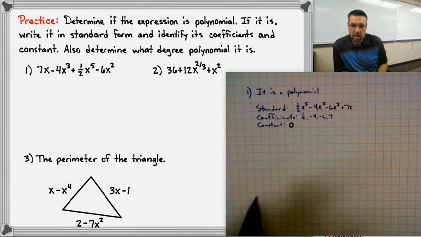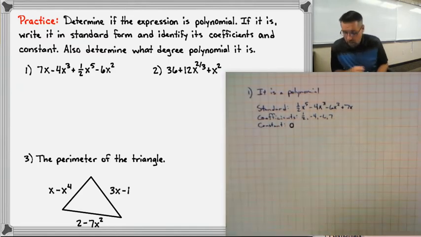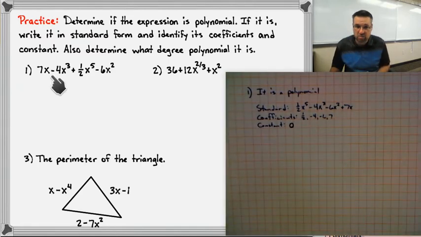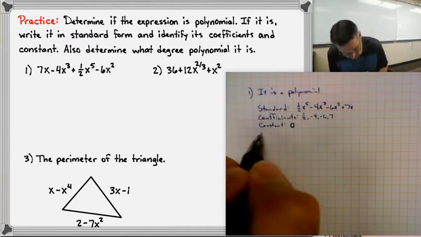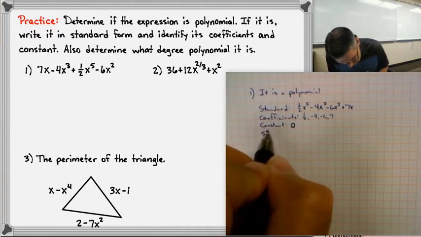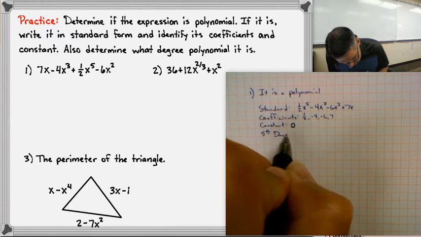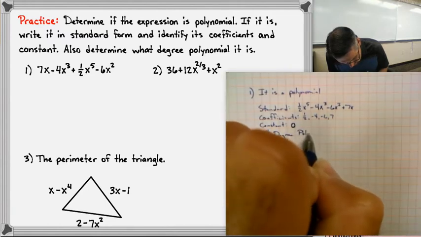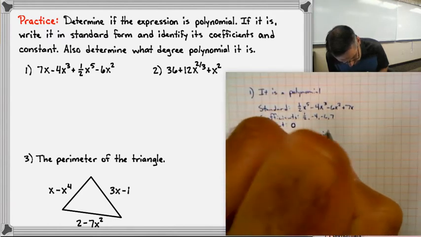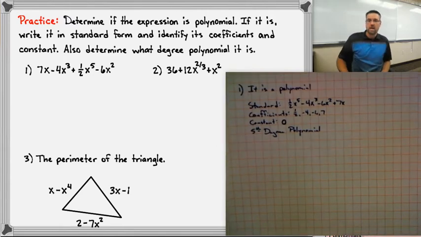Oh, it also says determine the degree. Well, the highest exponent here is a 5. So we would say it is a fifth degree polynomial. Okay, so that's the answer to number 1 in its entirety.